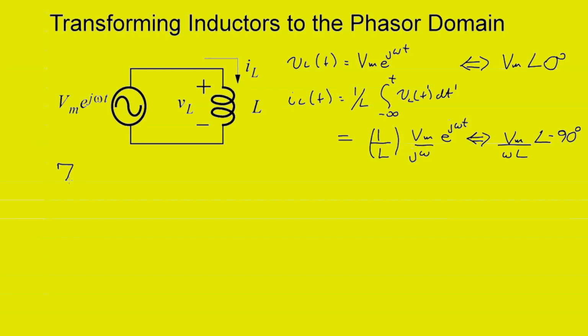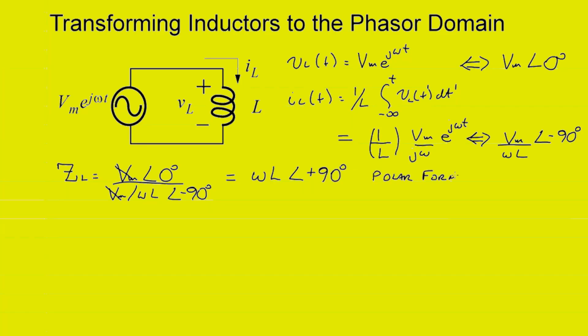Now I can go on and find the impedance of the inductor, and so I can express that as the phasor voltage, Vm at angle 0 degrees, divided by Vm over omega L at angle minus 90 degrees. You can see that the Vm's once again cancel, and I'll be left with omega L at angle plus 90 degrees, and that's our impedance in polar form.